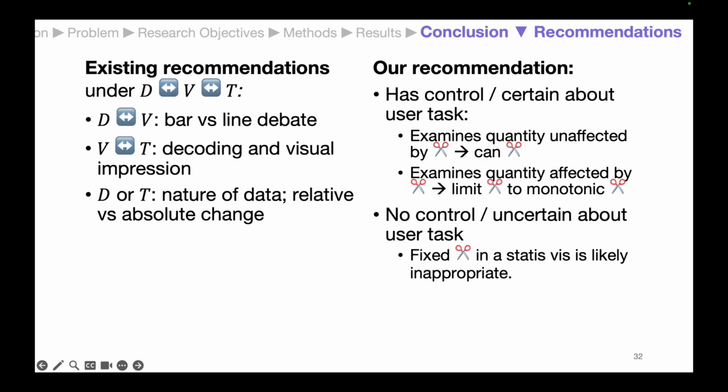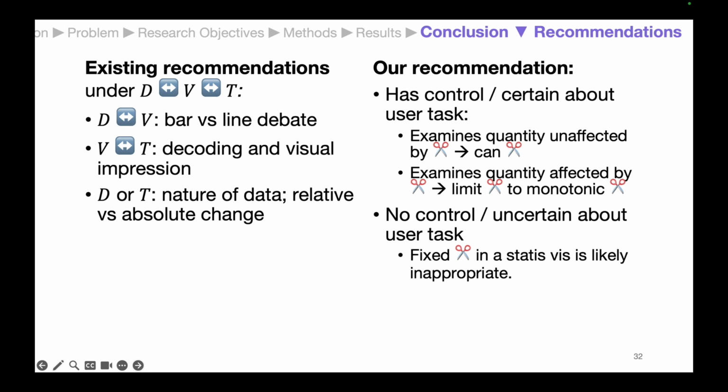Based on our results, we have the following recommendations. When the designer has control over user tasks or knows with high certainty the tasks a visualization would be used for, and when the task examines quantities that are unaffected by truncation, so for example, compare gaps and estimate gap, then the designer can truncate the axes to elicit the desired subjective perception of effect size or make the visuals more task-aligned, as recommended also by previous work. However, if the tasks examine quantities that are affected by truncation, so for example, compare ratios and estimate ratio, then we suggest performing monotonic truncations or no truncations to avoid creating visual relations that are contrary to data relations.